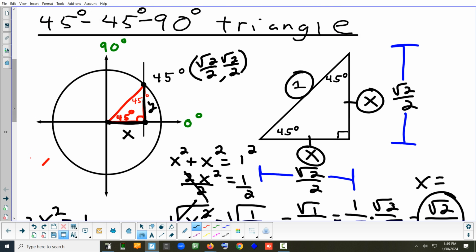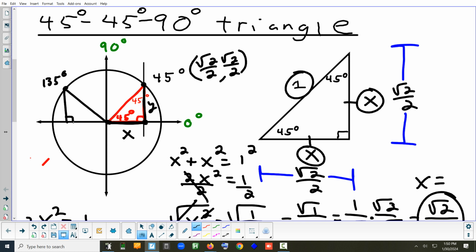So now that's 45 degrees. I don't want to get into it a lot today, but 135 is right here. Anybody have a guess what the coordinate for 135 is? Negative square root of 2 over 2, comma, square root of 2 over 2.